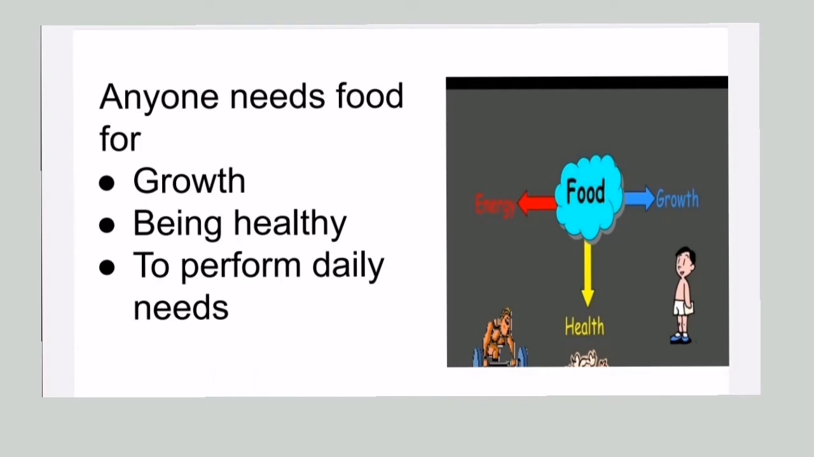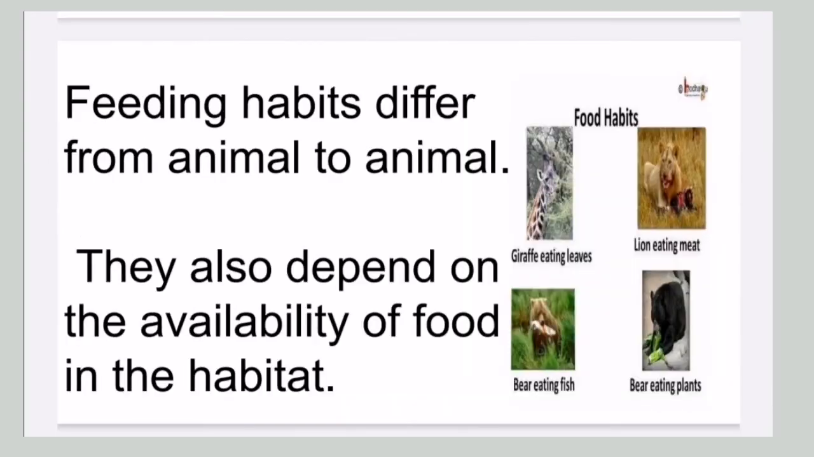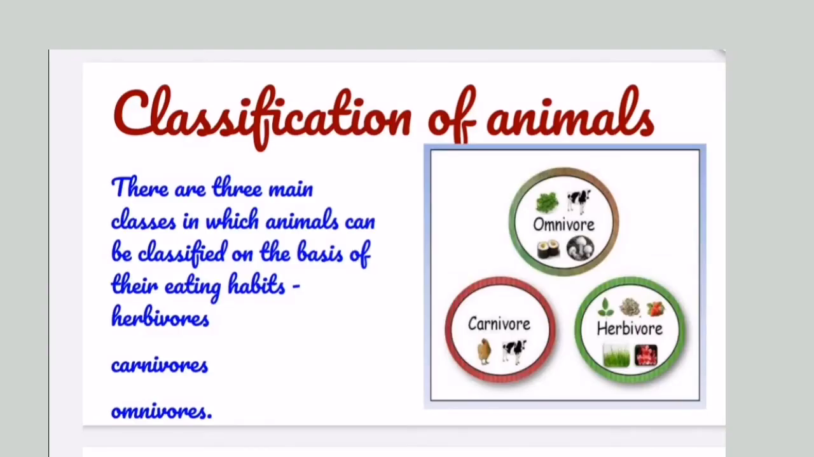What is the importance of food in our daily life? It is used for growth, being healthy, fighting against diseases, and also for our daily needs. All animals' food habits are not the same. It differs based on the place they live and the availability of food at that place. Based on this, there are three types of classification of animals: herbivores, carnivores, and omnivores.